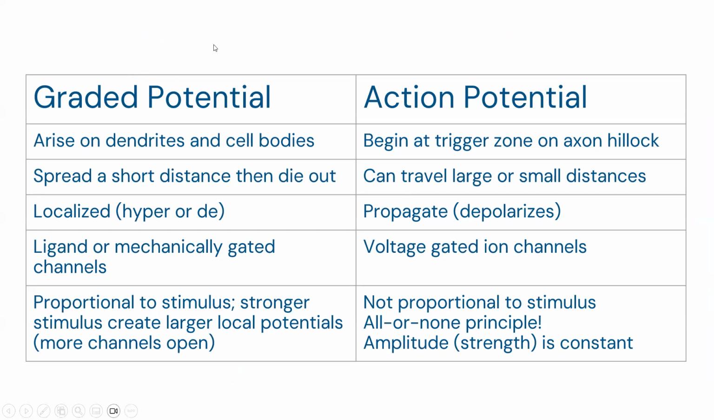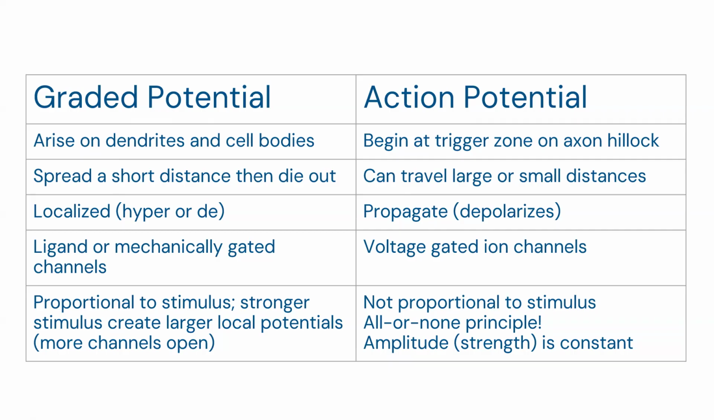So here's our difference between our graded potential and action potential that we just talked about. So the graded potential really starts within our dendrites and cell bodies, and that's going to be kind of the start of our action potential. So it's going to initially spread a very short distance and die out. It's just the very, very beginning.